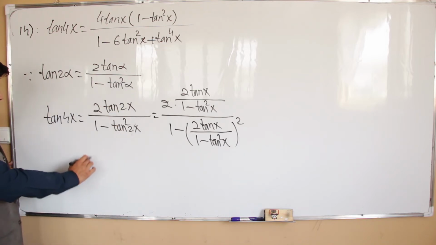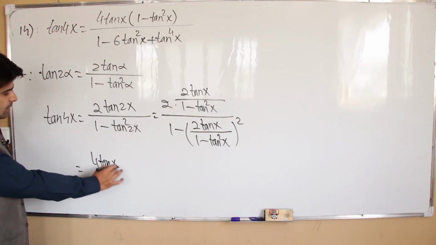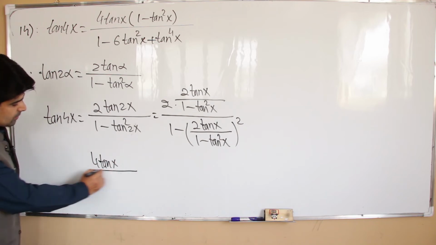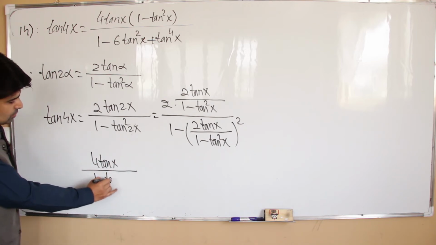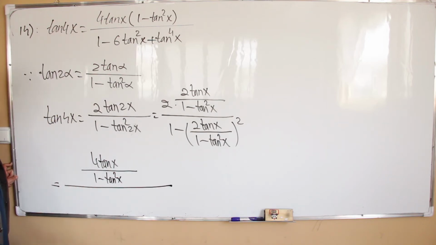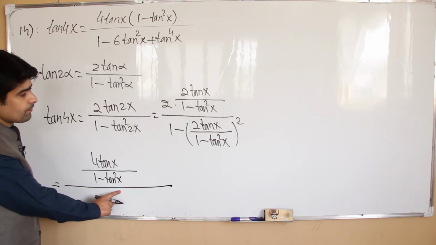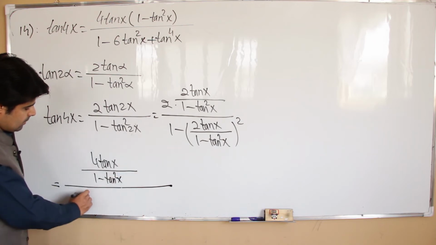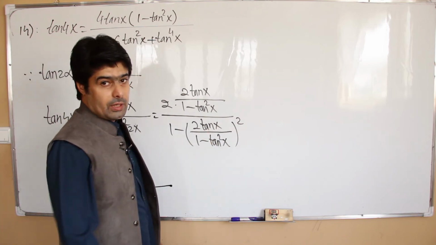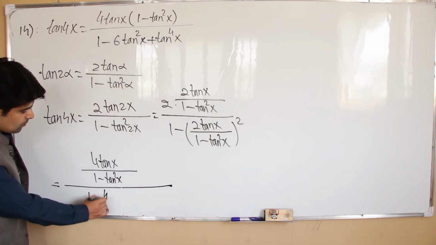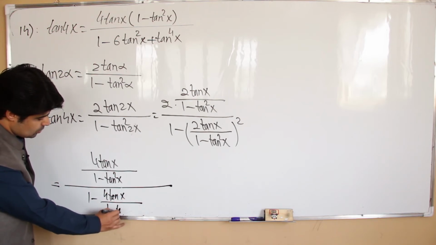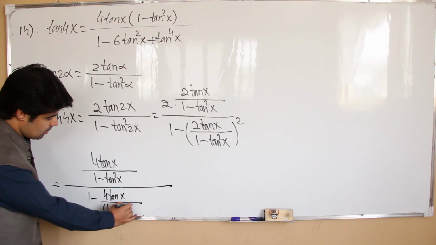2 times 2, it is 4 tangent x divided by what? 4 tangent x divided by 1 minus tangent square of the x. This is our main denominator line or fraction line. So 1 minus this, 2 belongs to numerator and denominator. 2 square is 4 tangent of x by 1 minus tangent square of the x whole square.